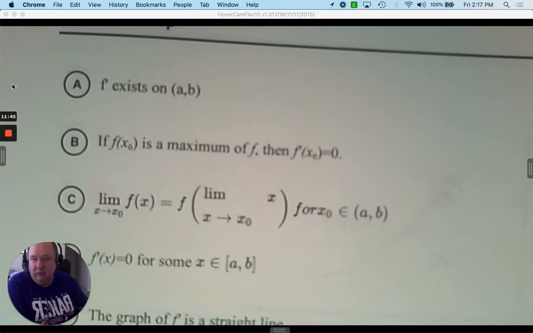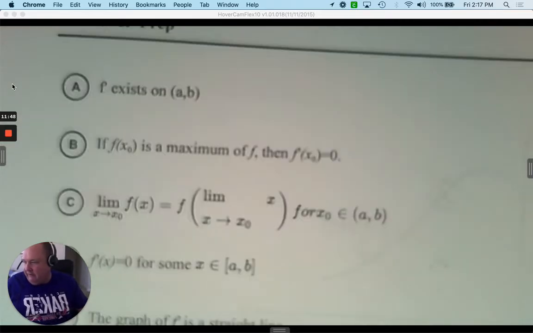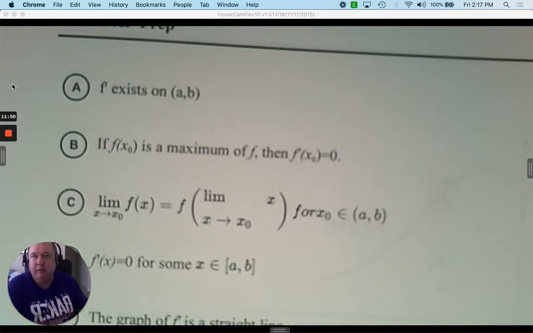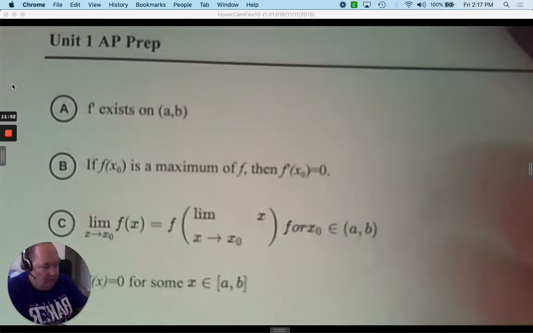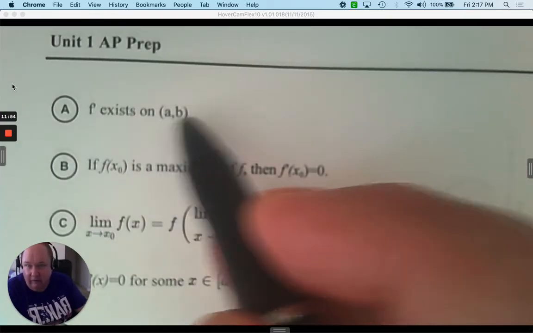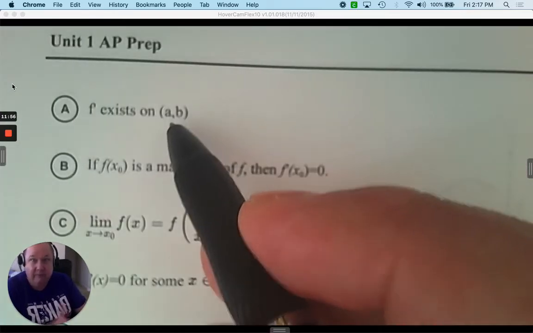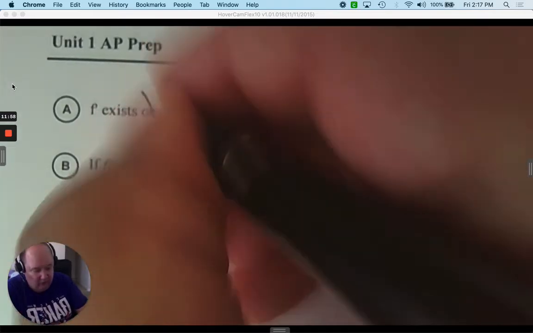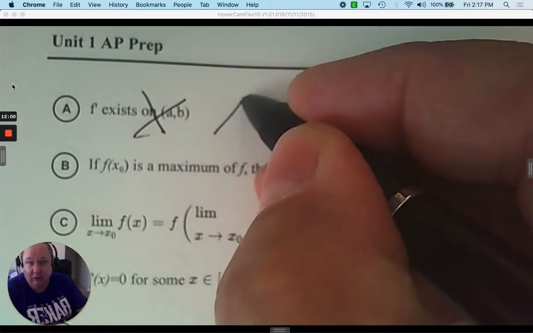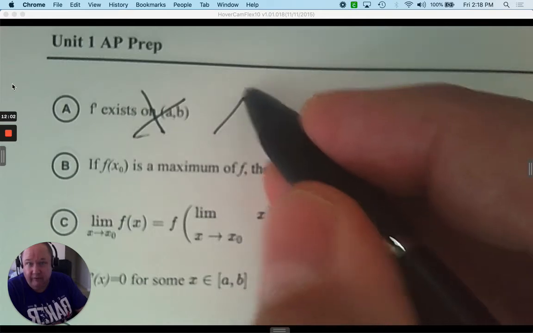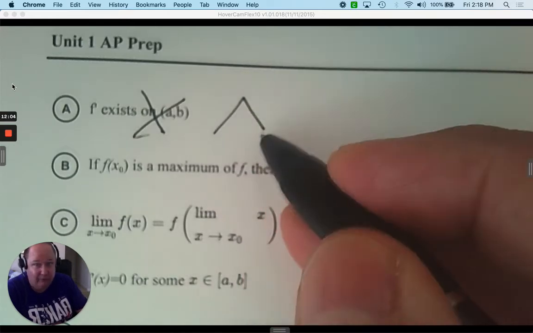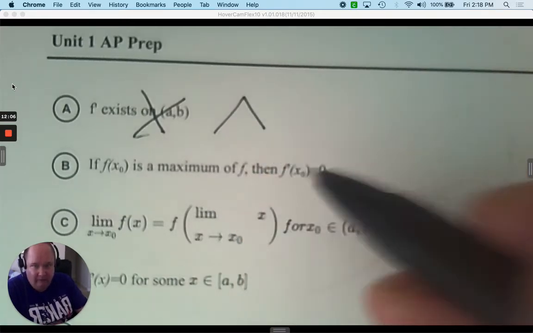So look at each one. If the function is continuous, which one must be true? So 1, the derivative exists all the way through. Must that be true for continuity? And the answer is no. And the example is you could have a sharp corner. The derivative doesn't exist at that sharp turn, but it's still continuous.